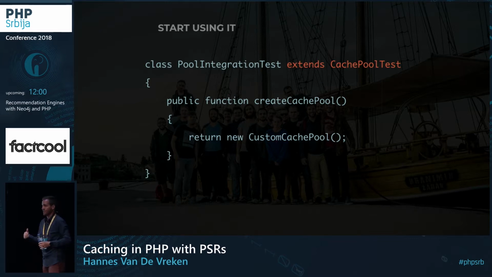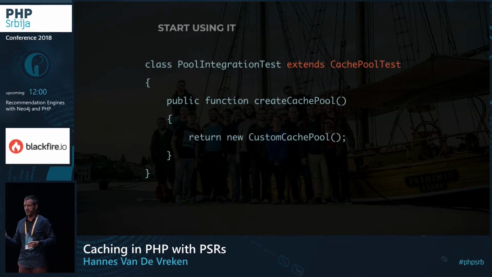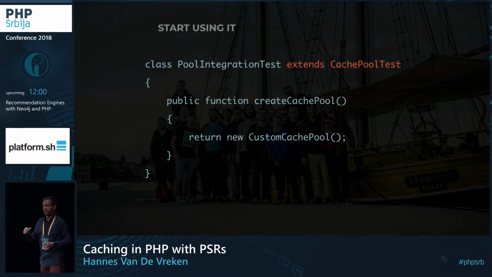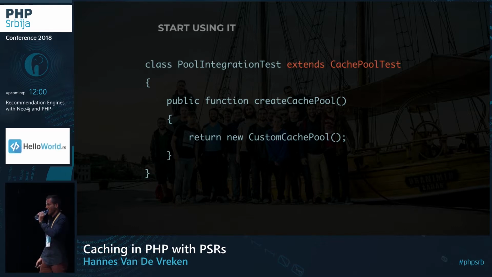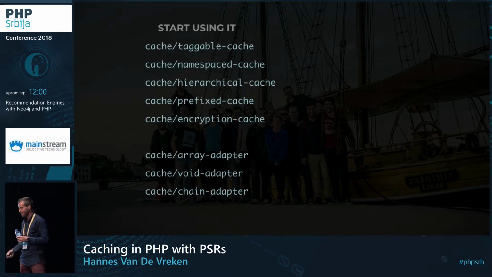So that means it checks, if you have the getItems method, that it should return an associative array with keys and items. And this basically checks all of that, that you actually comply with the PSR. So that's pretty neat. I should say thank you for that. There's a bunch of cache/ packages, and I love them.